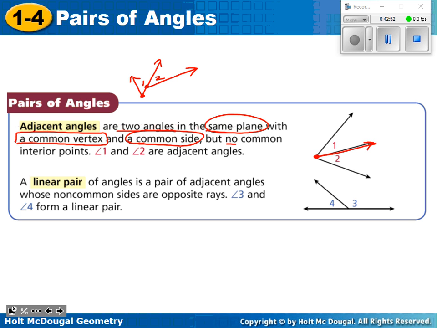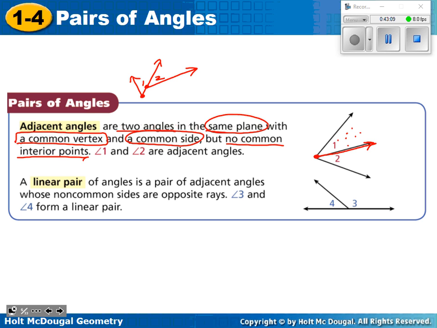And what that means is they can't have any common interior points. So if I were to pick a point in angle 1 inside of it, are those points in angle 2? No. So these are adjacent because none of their points overlap.